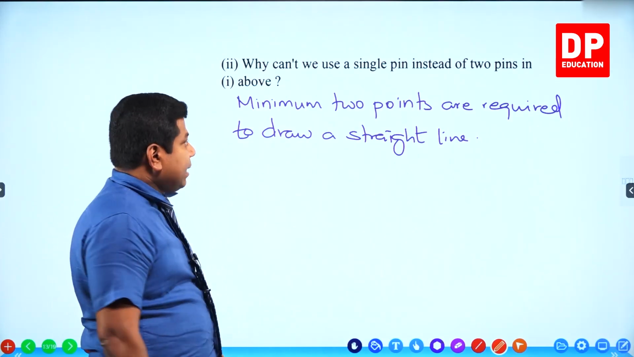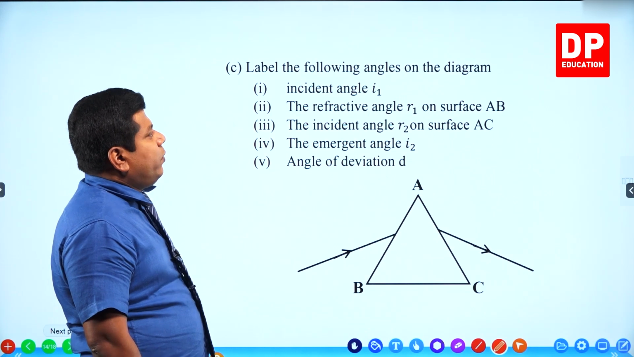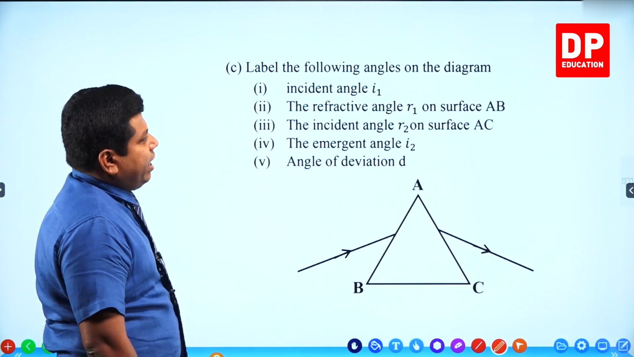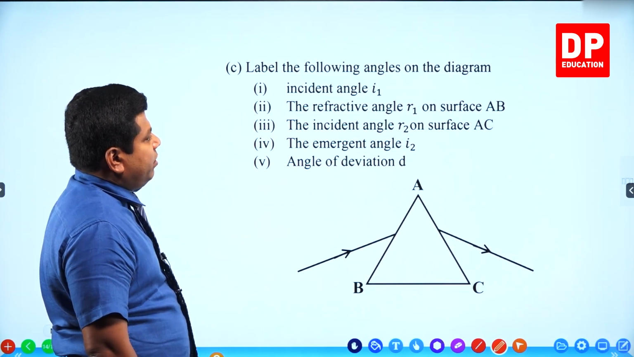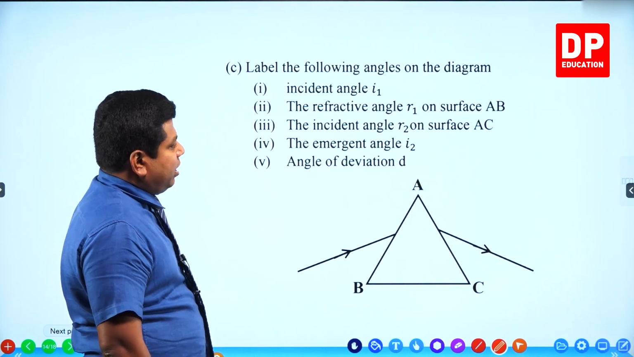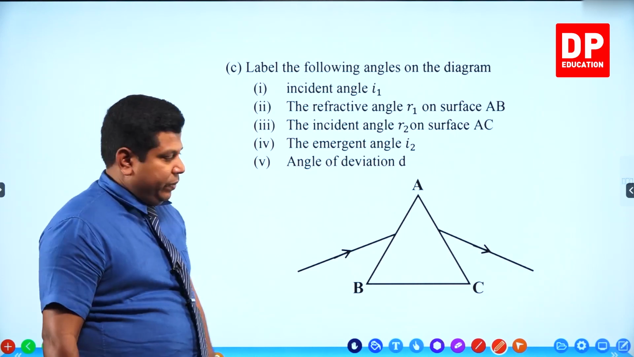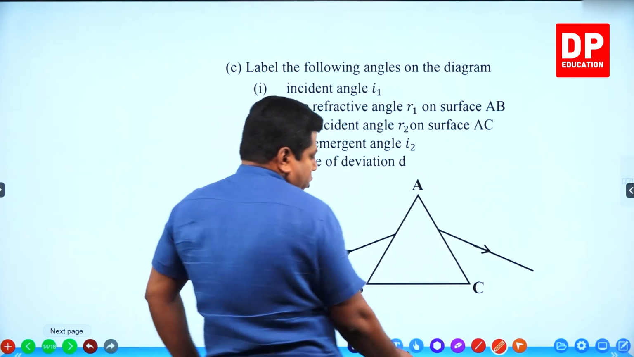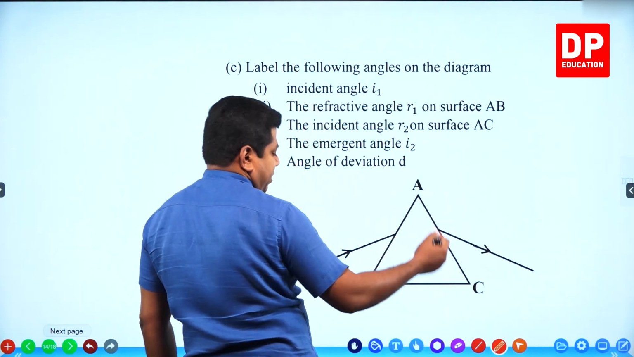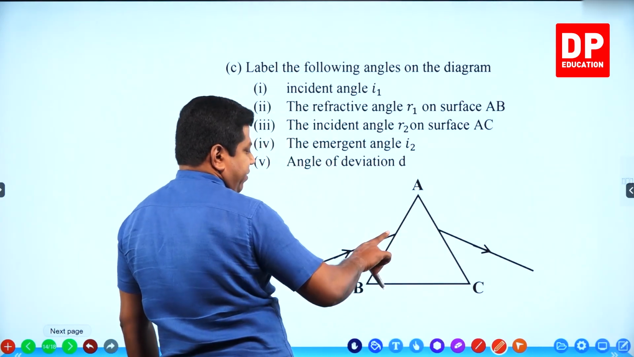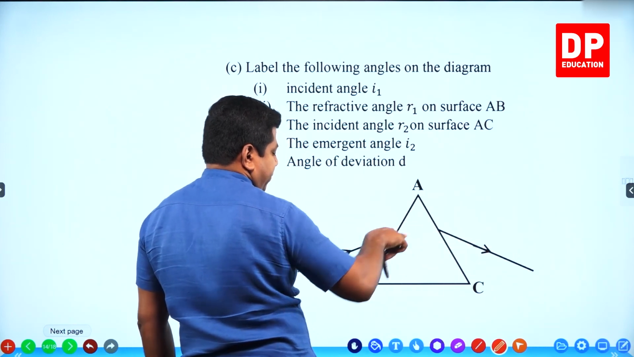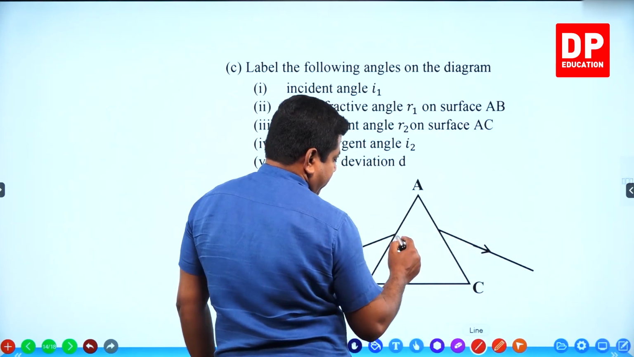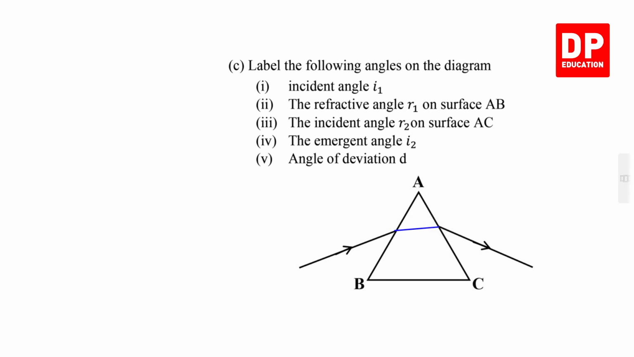Okay. Next, label the following angles on the diagram: incident angle I1, refracted angle R1, incident angle R2, emergent angle I2, angle of deviation D. First, we'll complete the path. This is the incident ray, this is the emergent ray. So, the refracted ray has to be in between.